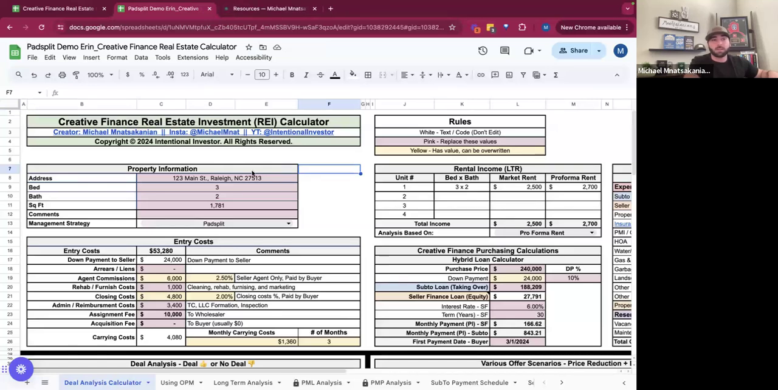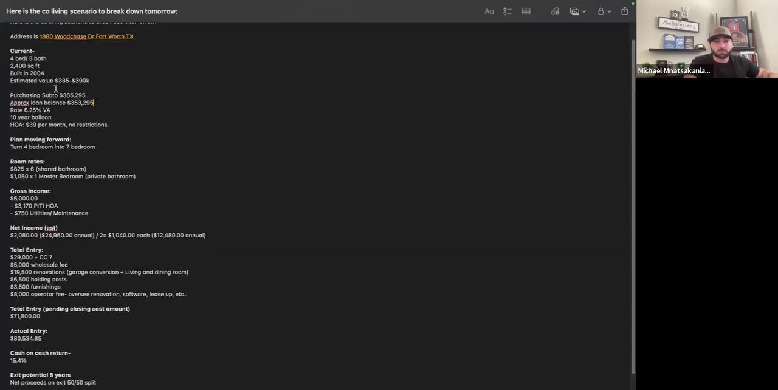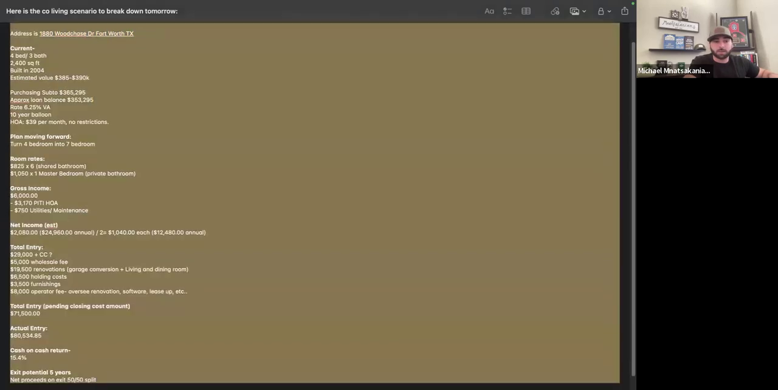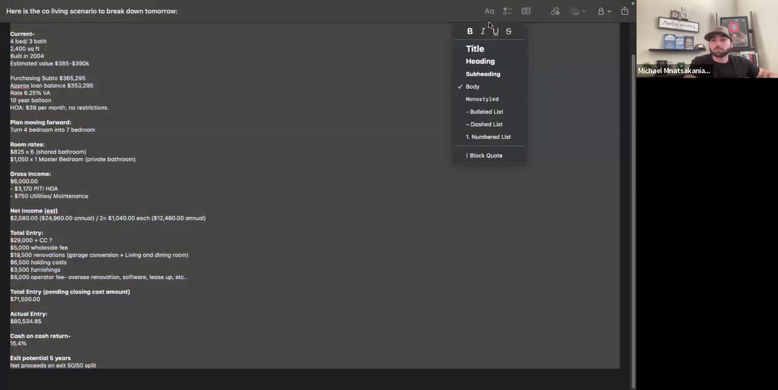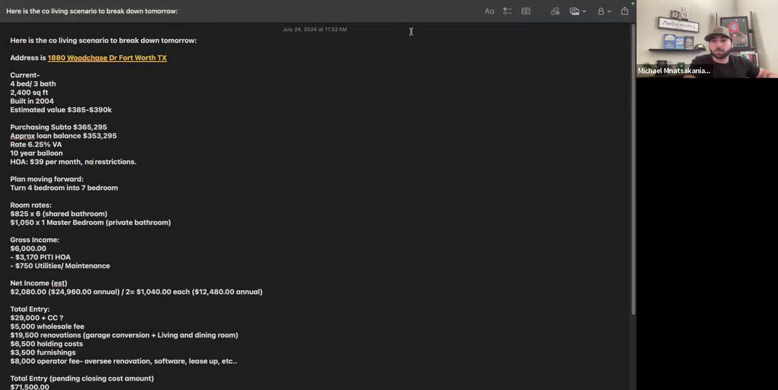Let's see what was provided. So this is a property in Fort Worth, Texas. I wish I could zoom in a little bit. Sorry about that. I can make all this bigger though. It's a little better, not much, but a little better.